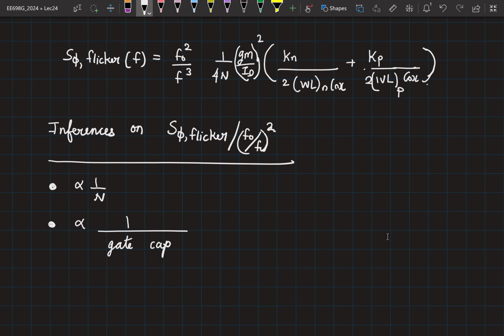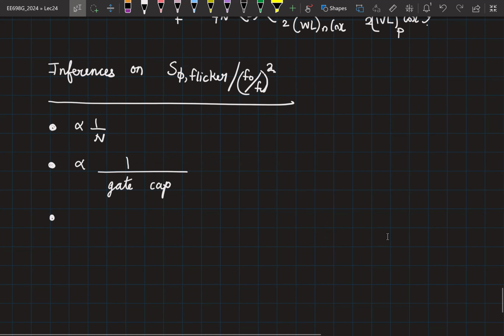Let's say I add an additional CL to the node. Then what happens? Then no change. Is that okay? There is no CL here, right? Only WLCOX is appearing in the denominator. So this is independent of CL.